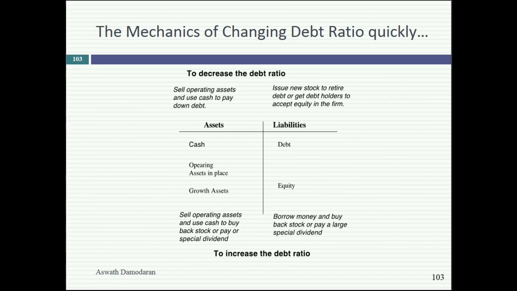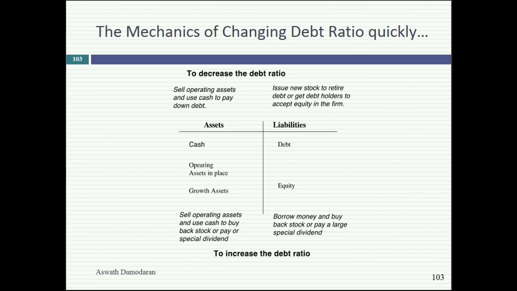So very quickly, if you have to change your debt ratio quickly, here are your choices. If you want to increase your debt ratio, you can sell operating assets and use the cash to buy back stock or pay a special dividend. What does that do? It reduces your equity, it reduces your asset side, it raises your debt ratio. Or you can borrow money and buy back stock. So essentially, you can see your two choices. One, you're staying on the liability side, recapitalization. The other is you're messing with the asset side as well.